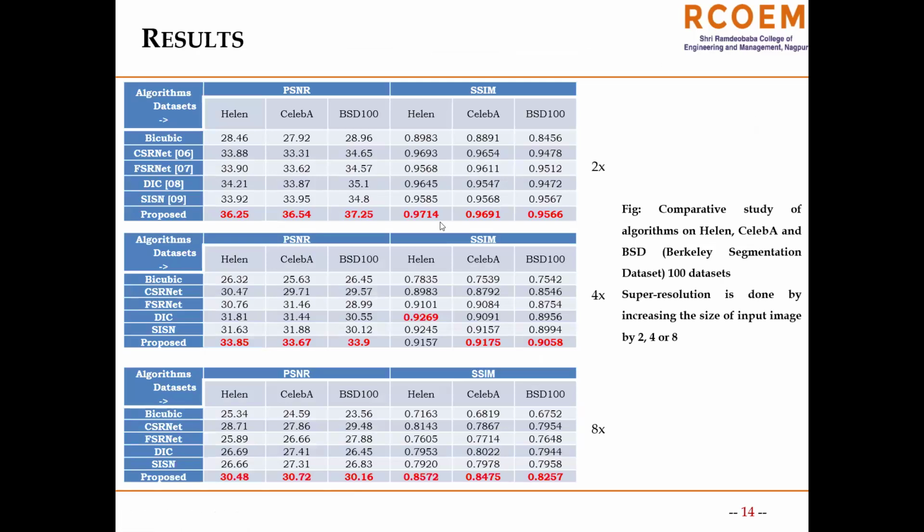So these are the results. I have compared my proposed method with all these algorithms for 2x, 4x and 8x. Here we can see that our proposed method is better as compared to these algorithms, like bicubic and DIC, with the evaluation parameter PSNR. Our algorithm also does better with SSIM for 2x, 4x and 8x. So the proposed method has the values 33.85, 33.67 and 33.9 as compared to other algorithms. Similarly with the SSIM parameter, for 8x only, it is 30.48, 30.72 or 30.16. And this is the accuracy: 85, 84 and 82 for SSIM.